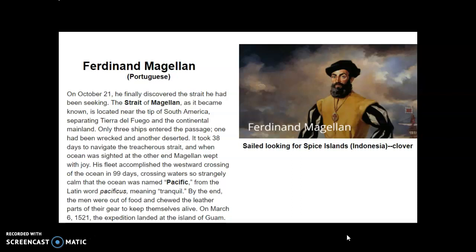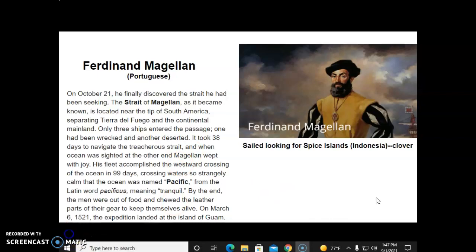The Strait of Magellan is of course named after the explorer Ferdinand Magellan, who was sailing for Portugal, and in 1521 he started sailing. Again, he was actually looking for the Spice Islands in Indonesia for clove. Sailing, he actually crossed the ocean in 99 days, which is a huge accomplishment at this point.